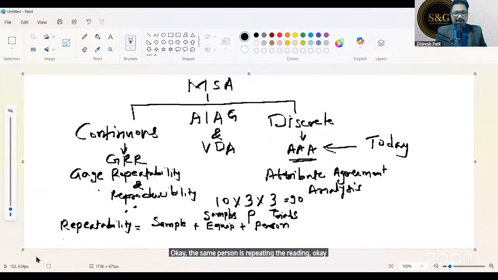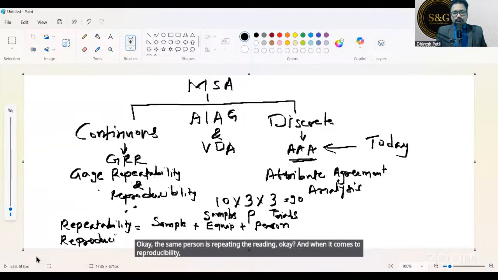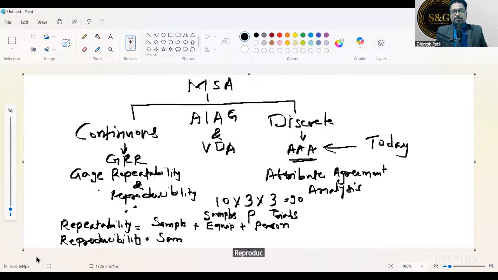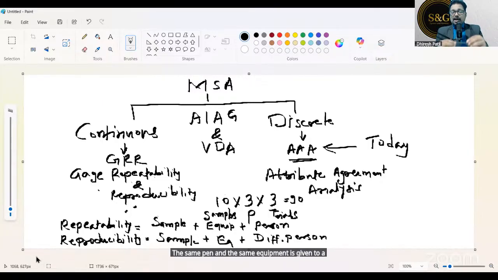And when it comes to reproducibility, it is same sample, same equipment, but different person. The same pen and the same equipment is given to a different person. If he also gives the same reading, that is called reproducibility. Reproducibility means the ability to produce the result by different people.